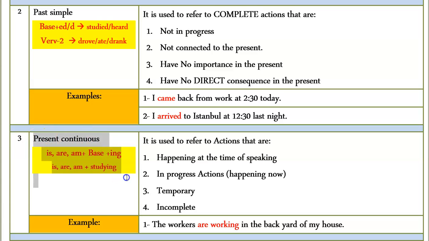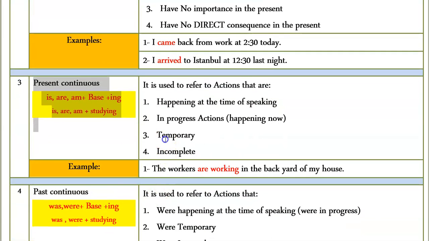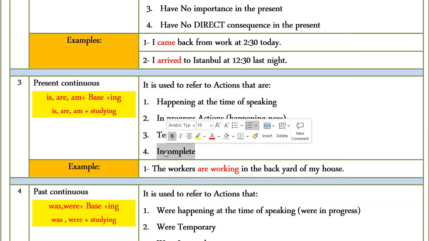Present continuous. The most important function is that it's happening now. It's a temporary action. Workers are working in the backyard of my house. Right now, I'm watching them. They are working. They have not finished yet because it's still incomplete.